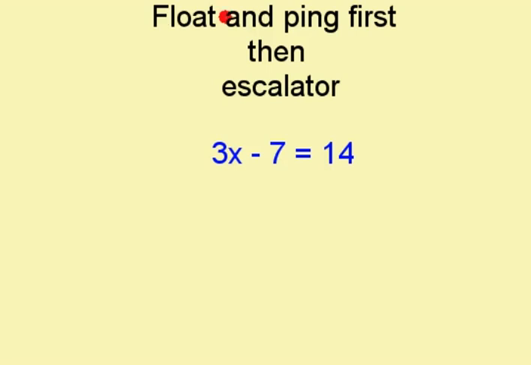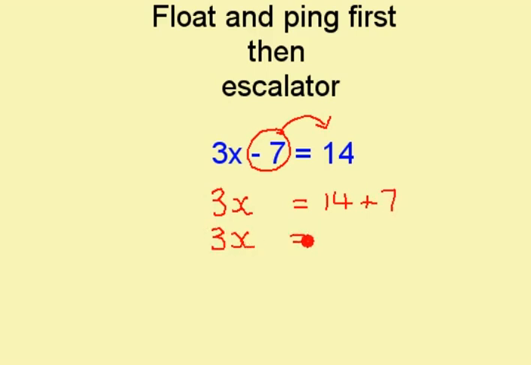So we start with float and ping. The float and ping bit is the minus 7. That floats over the equal sign and pings to plus 7. So I've got 3x equals 14 plus 7. And if I work that bit out, it gives me 21. That's the first stage complete.